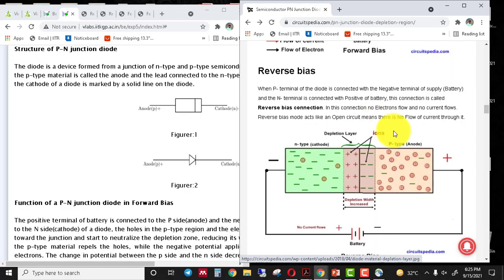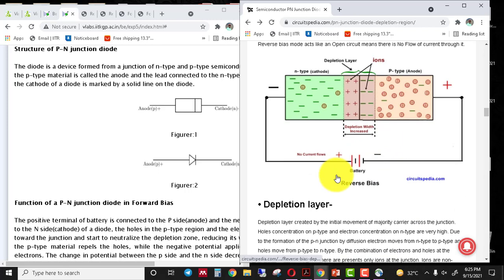Fine. In the reverse bias condition, we just connect the battery with the opposite terminals. Here you can see that when the positive terminal is connected to the negative terminal of the diode, the electrons of the N-type material move towards the terminal of the diode. Similarly, the holes in the P-type semiconductor move towards the terminal of the diode, so that the width of the depletion layer increases and the diode is in the non-conducting state.